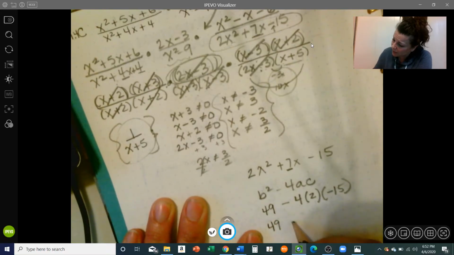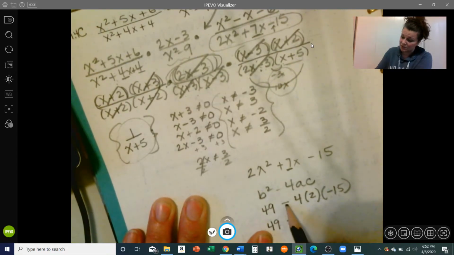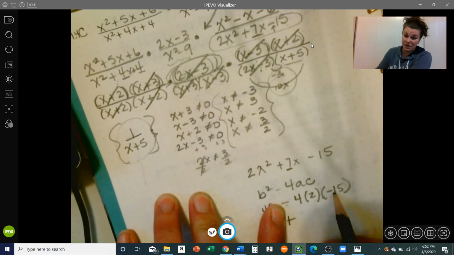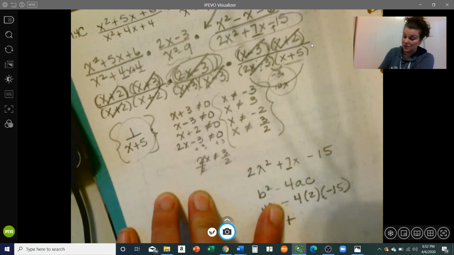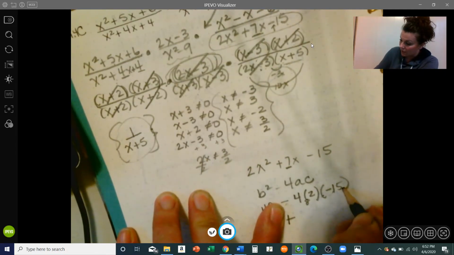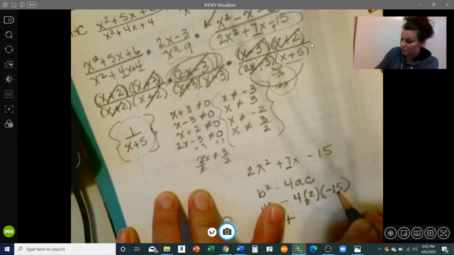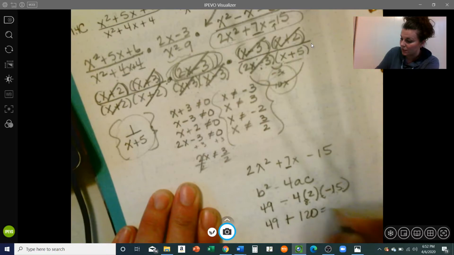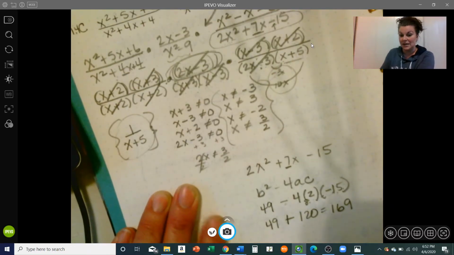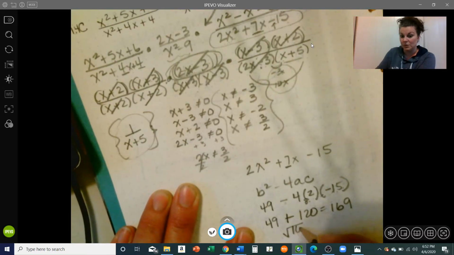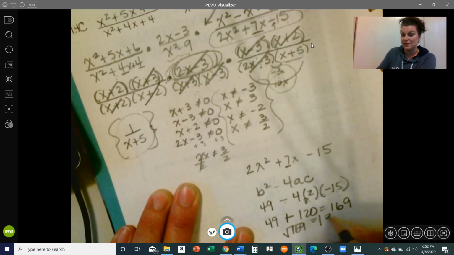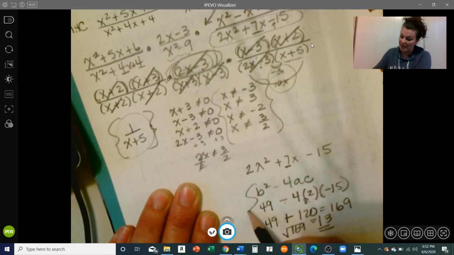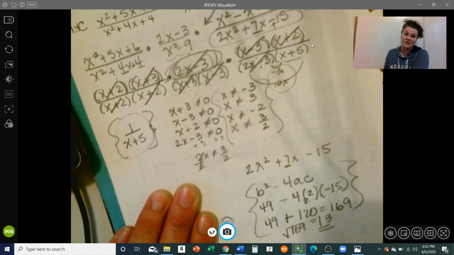So I have 49 plus, because notice I have a minus, I'm subtracting, and I have a negative. So that's going to end up being positive. 8 times 15 is 40 plus 80 is 120. That's 169. And the square root of 169 is 13. So this passes the discriminant test.